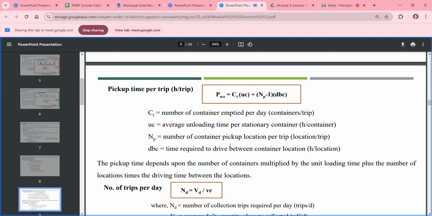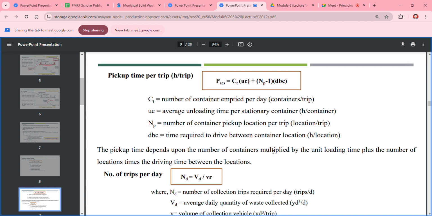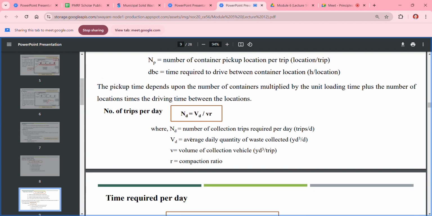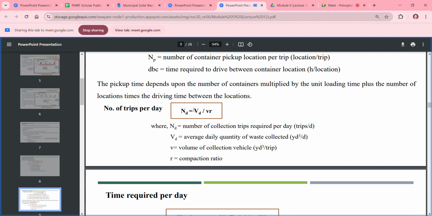Then DBC equals the time required to drive between container locations. The pickup time depends upon the number of containers multiplied by the unit loading time, plus the number of locations times the driving time between the locations. So the number of trips per day will be ND equal to VD upon VR. What is VD? The average daily quantity of waste collected, V is the volume of the collection vehicle, and R equals the compaction ratio, up to what ratio we can compact the waste.